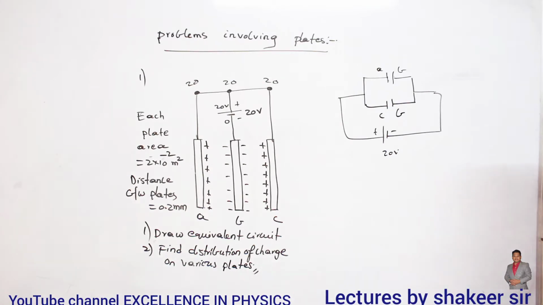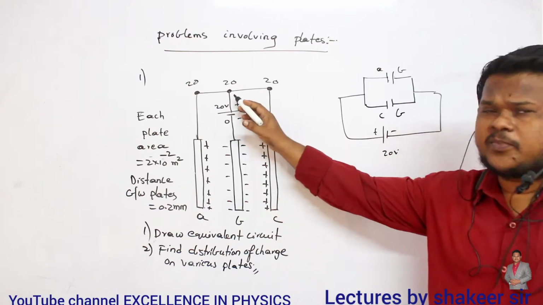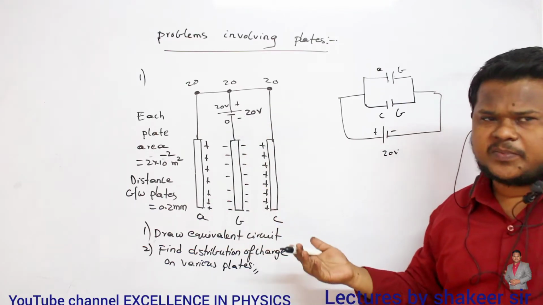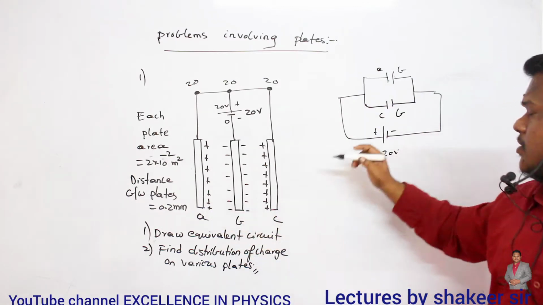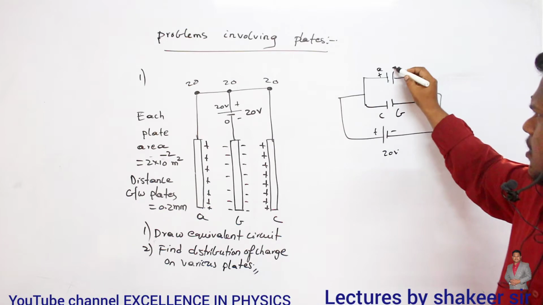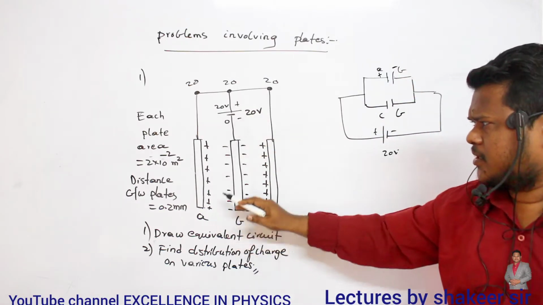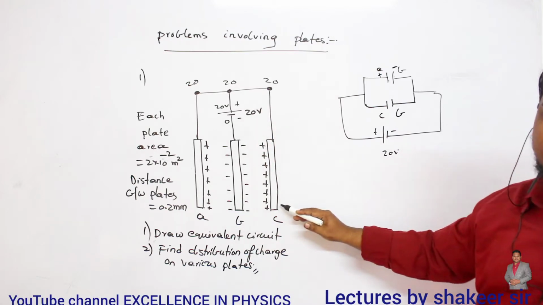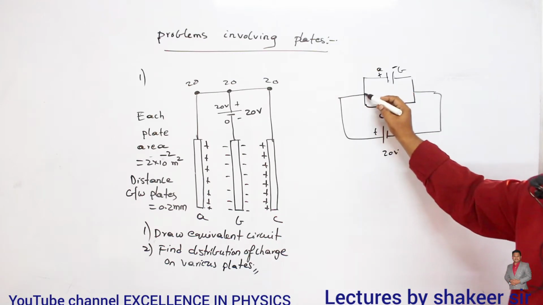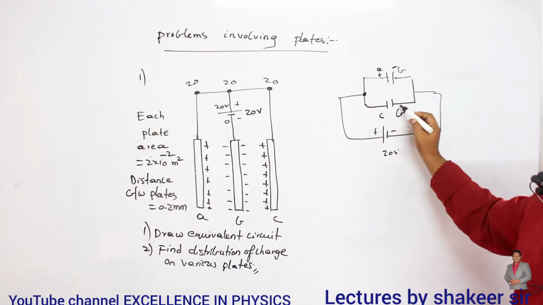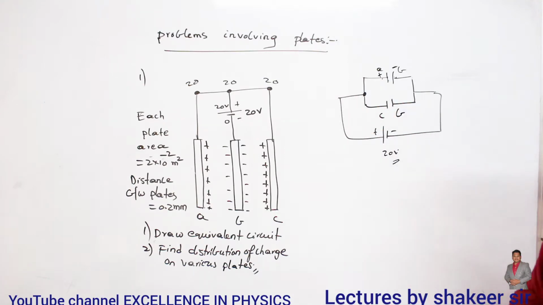See if the arrangement is correct or not. Plates A and C are present at the same potential. Satisfied? So A is connected to B. This is a positively charged plate, B is a negatively charged plate. Clear? Similarly, A has the same potential as C. Next, C is also connected to B here. So A and C have the same potential. So AB, CB: this is the connection. And all of them are connected to a battery of potential difference 20 volts.